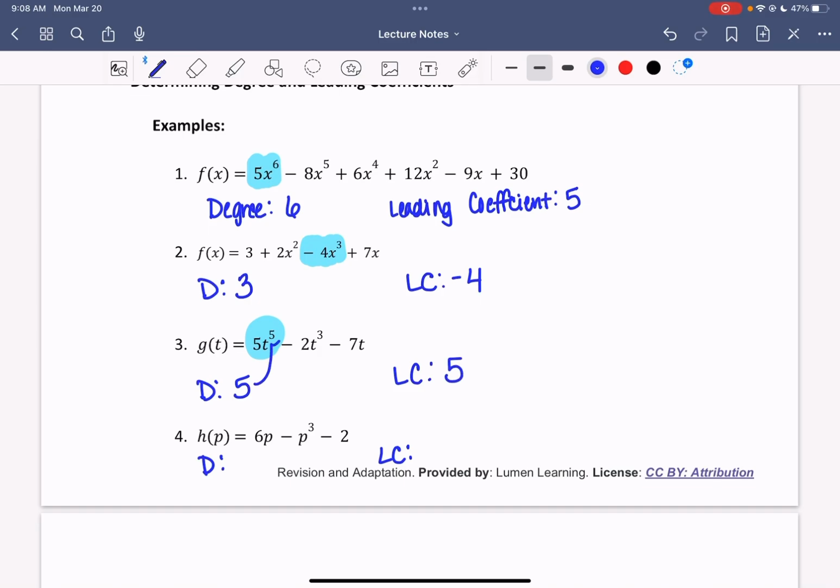Now, this degree is coming from the exponent. This leading coefficient, or large number in front, is the leading coefficient. They just happen to be the same number. Just want to emphasize that I was not just using one or the other.